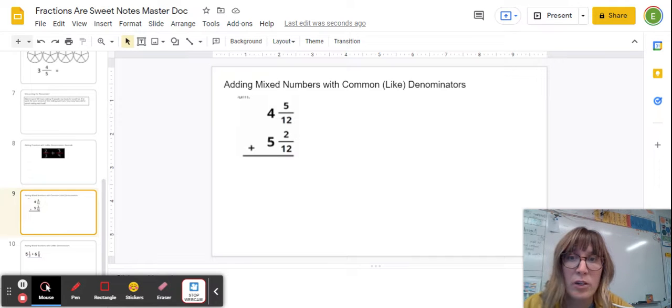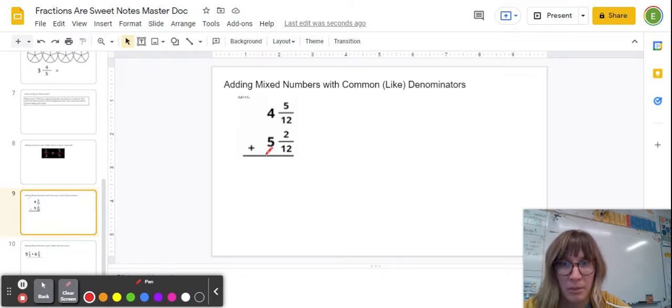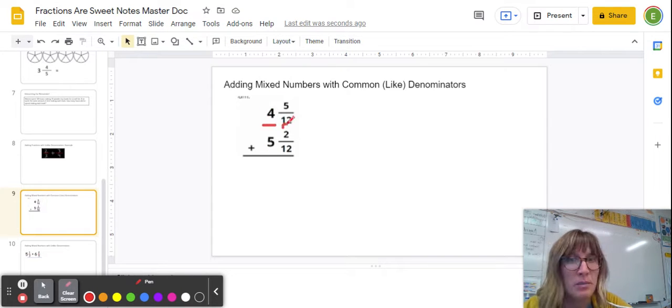Hey guys, so in this video we are going to be doing some practice with adding mixed numbers that have a common denominator of their fractional part. So a mixed number, you'll remember, has some wholes, like this has 4 wholes, and then some leftover parts. So we are going to see what happens when we add 4 and 5 twelfths to 5 and 2 twelfths.